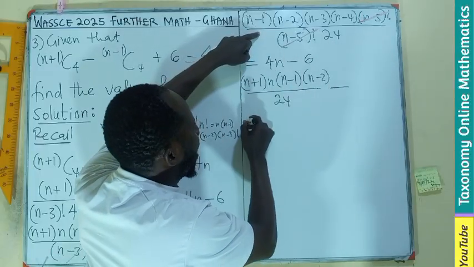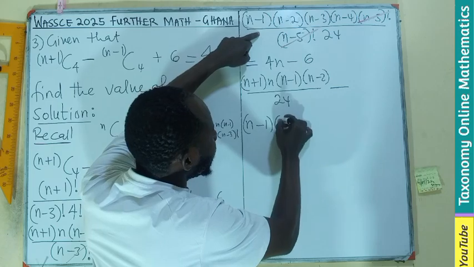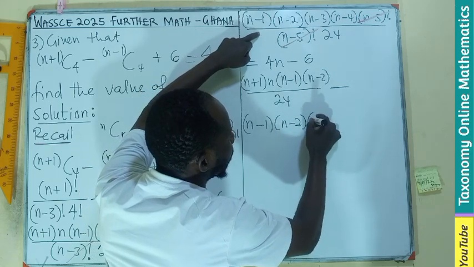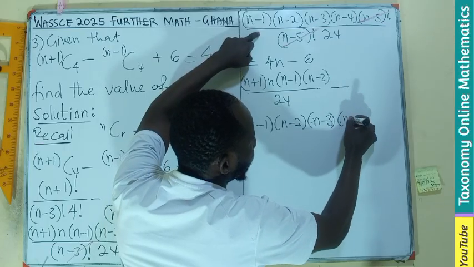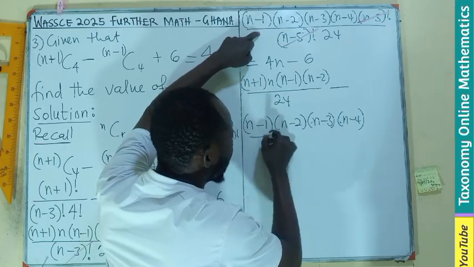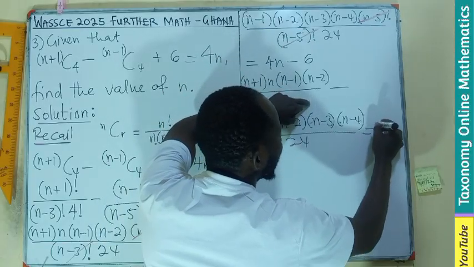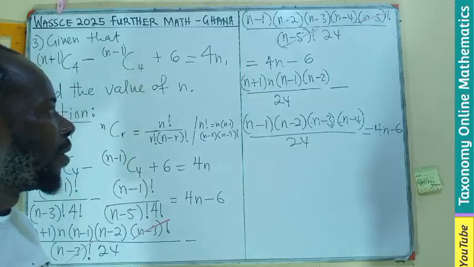In the numerator also, this minus, let's make it like this. I'm coming down to have n minus 1, minus 2, minus 3, minus 4 divided by what? 24, still equals to 4n minus what? 6. Bear with me, our board is not that big.